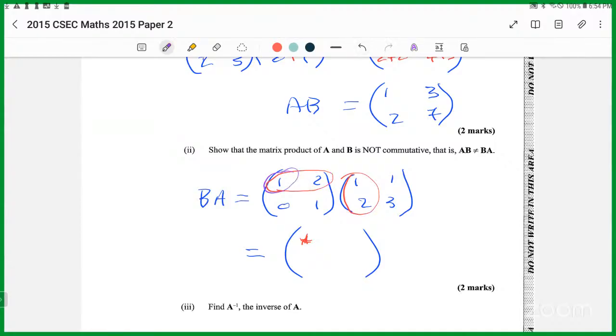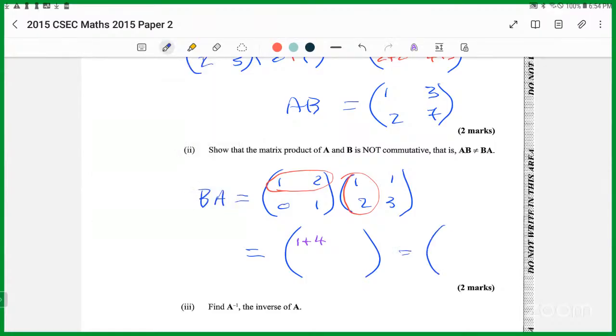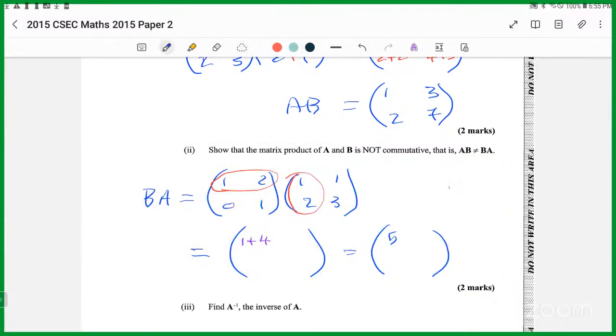So it will be 1 times 1 is 1, and 2 times 2 is 4, and it will work out to be 5. So this would start out with a 5. I don't have to work out the rest of them, because once one value is different, the matrix is different. So this clearly is not equal to BA. It's not equal to AB, and so you're done.